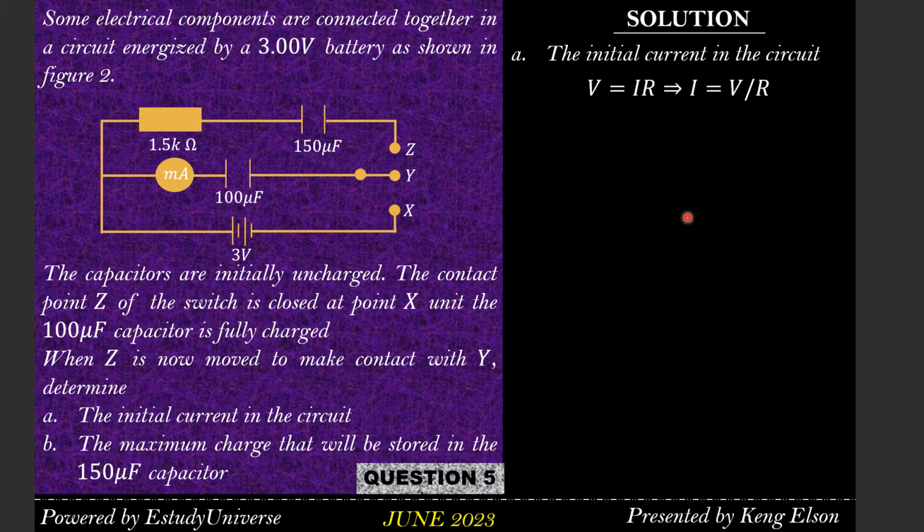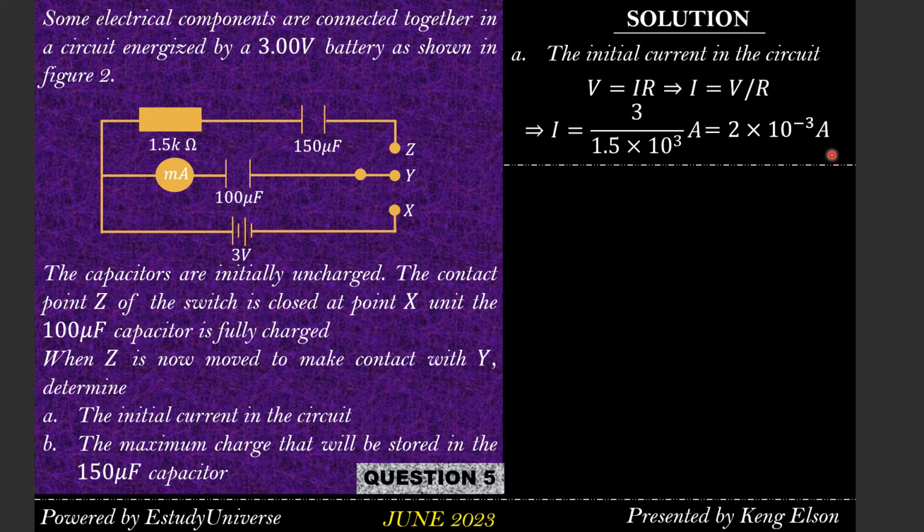So V equal to IR means that I equals V over R. Your V is basically 3 and your R is 1.5 kilo ohms. Kilo is 10 raised to the power 3. When you do volts divided by ohms, that gives you amperes. So when you simplify, you get your answer as 2 times 10 to the negative 3 amperes. That's the value of the initial current.